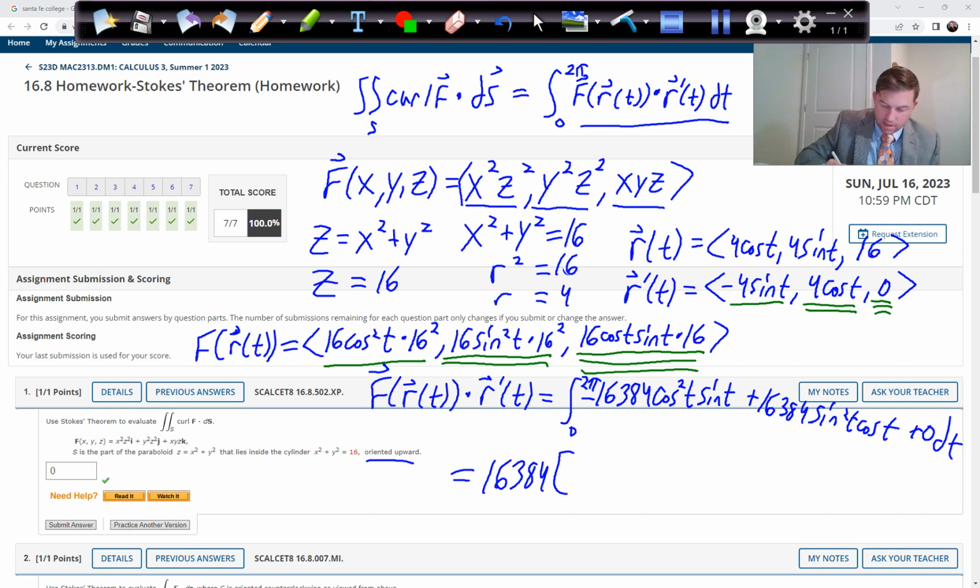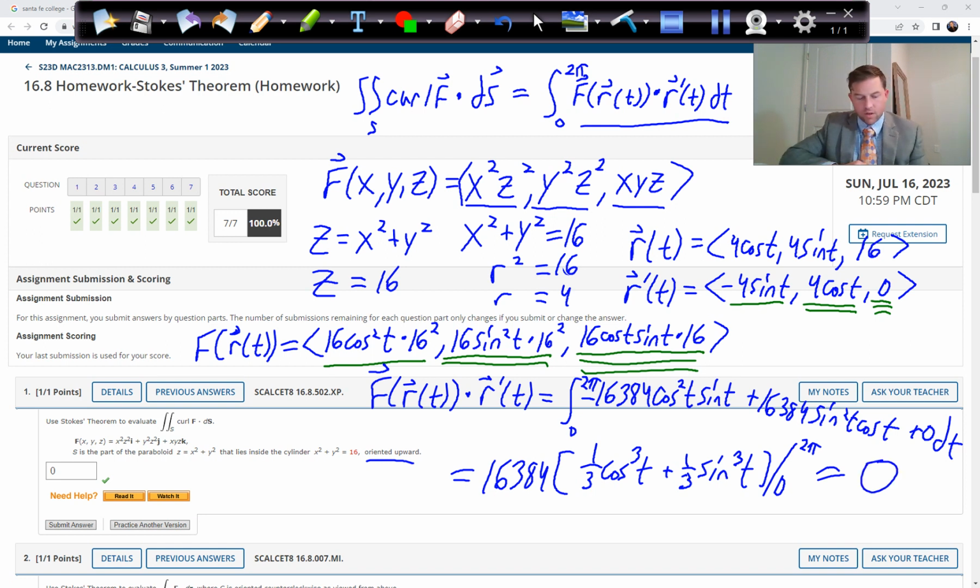16,384, you should get 1/3 cosine cubed t plus 1/3 sine cubed t from 0 to 2 pi, and that whole thing turns out to be 0. So we do all that work and we find out that the curl of the vector field dotted with the differential line segment is just going to be 0 for this case due to symmetry. Okay, so that's problem 1.